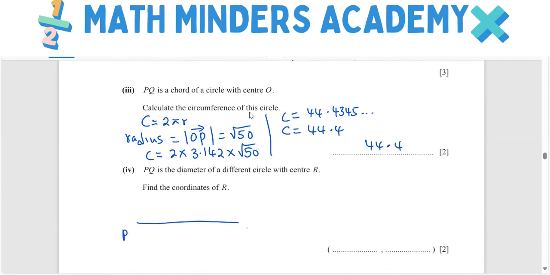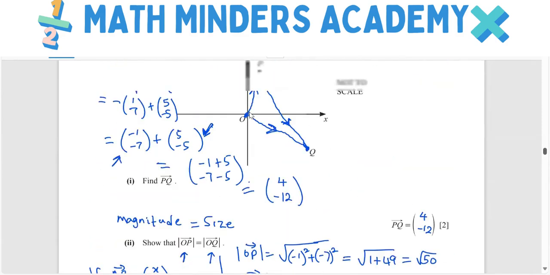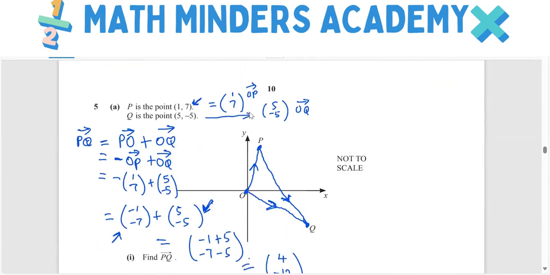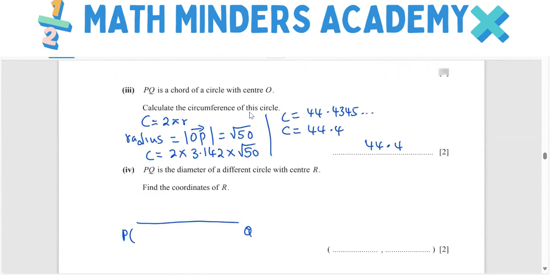We have P, we have Q, and remember that P has coordinates 1, 7, and Q has coordinates 5, minus 5. R is the center, that's the middle of the diameter. So to get R, it is going to be the midpoint of this line segment.